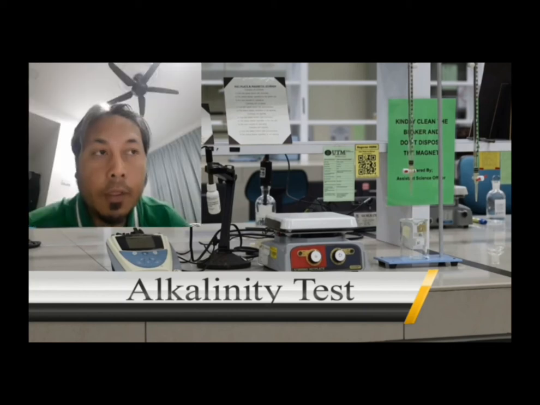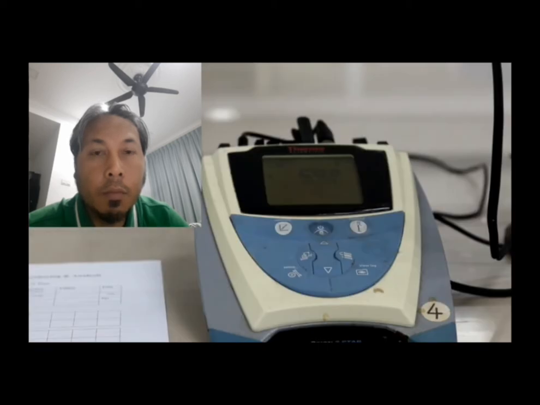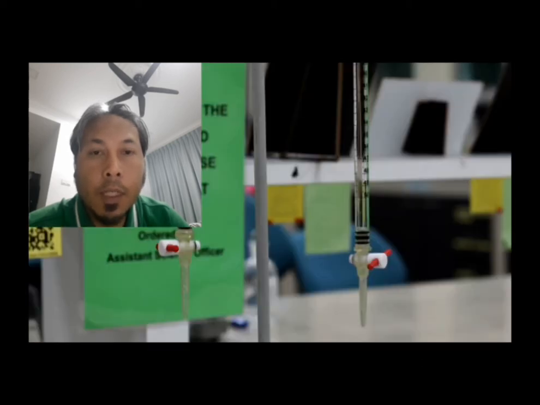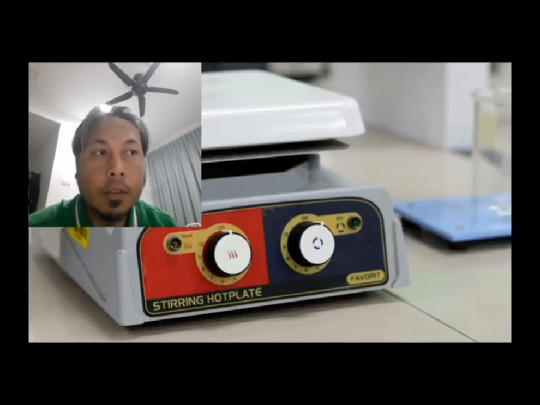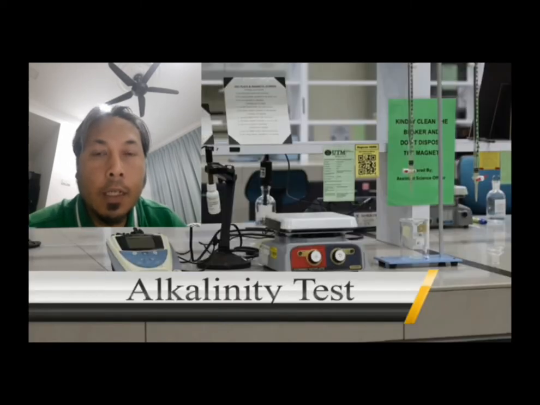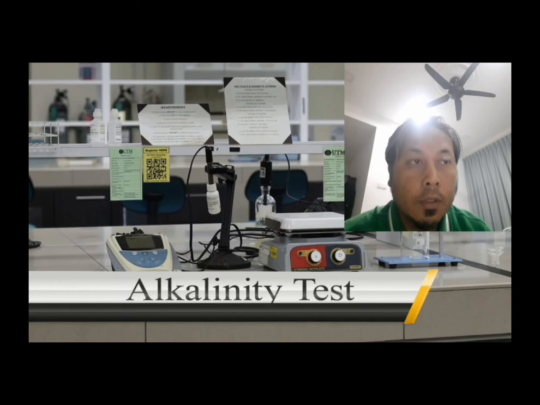Tools and apparatus needed for the alkalinity test are a pH meter, burette, a measuring cylinder, a beaker, a magnetic stirrer, and a hot plate stirrer. Reagents needed for the test are hydrochloric acid and distilled water. Procedure for the alkalinity test.